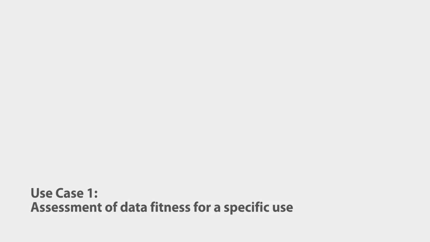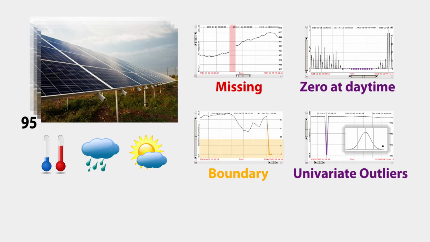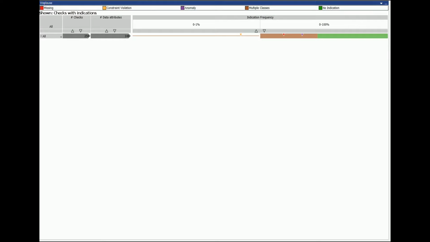In this use case, we want to assess the fitness of given data for tasks like modeling or clustering. The assessment is based on results of a predefined set of plausibility checks. This is a common case for assessing regularly acquired data like sensor measurements. Visplause initially provides a compact and intentionally simple overview by aggregating all checks.